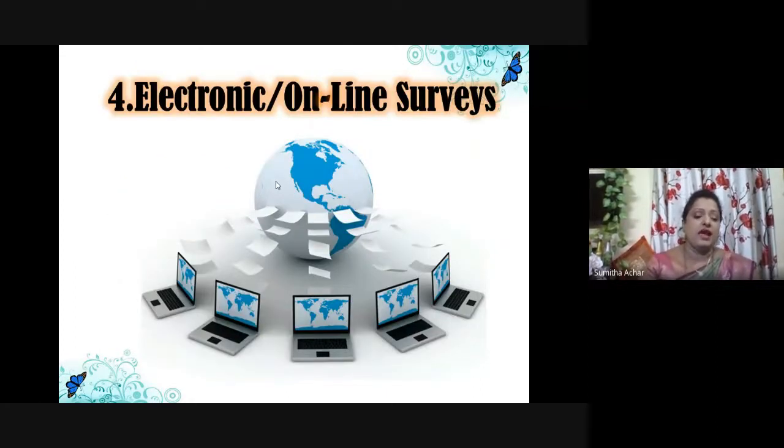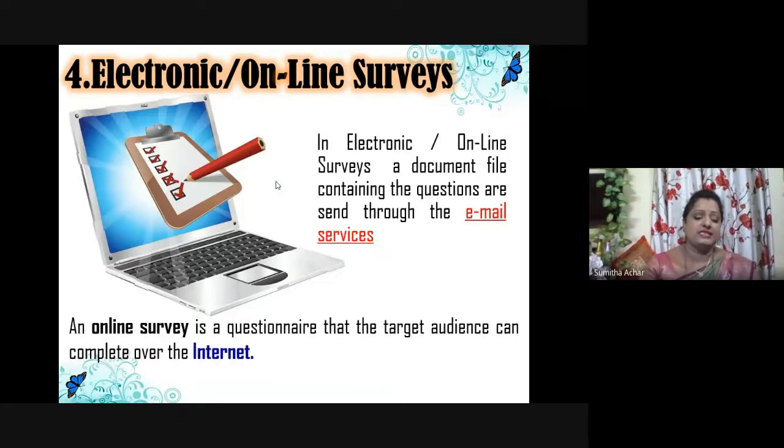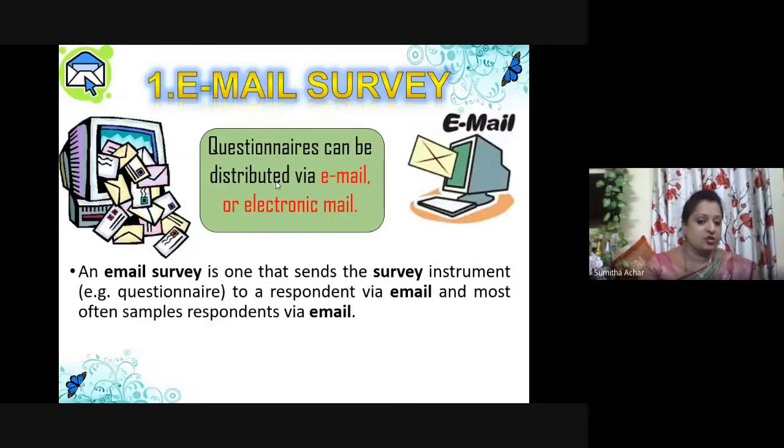The fourth and the last one under the quantitative methods is electronic or online surveys. Under electronic or online surveys, you are making use of internet services, where you can send the questionnaires through email, or electronic mail, where you can reach a large number of the target audience. But again, the response rate can be very, very low here, but you can reach a large target audience. So that's the beauty of the email survey.